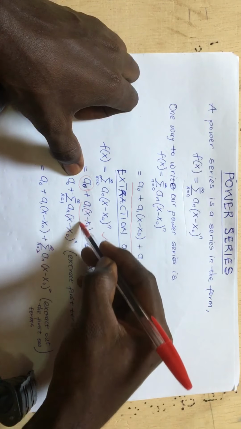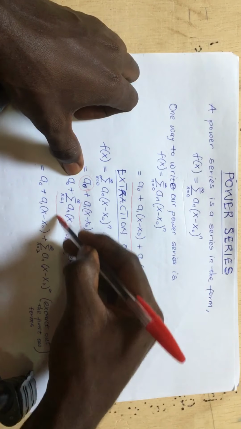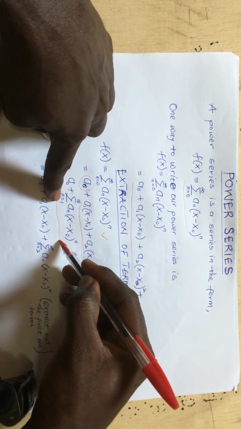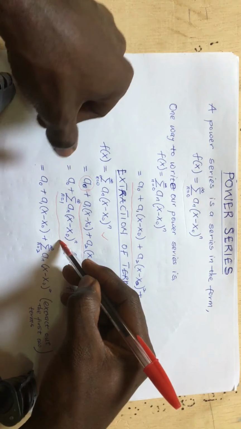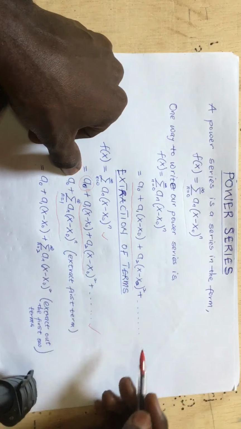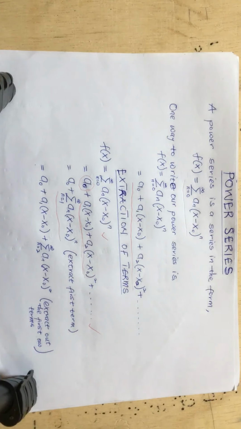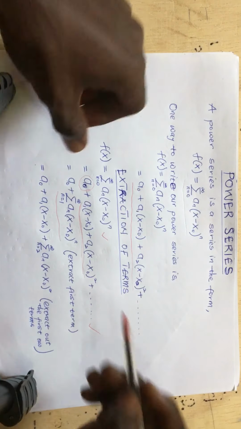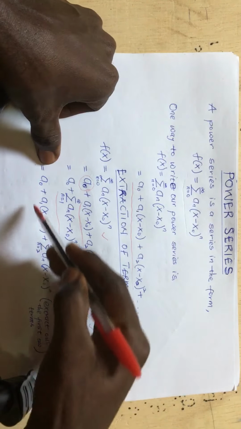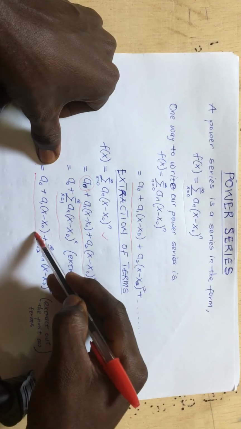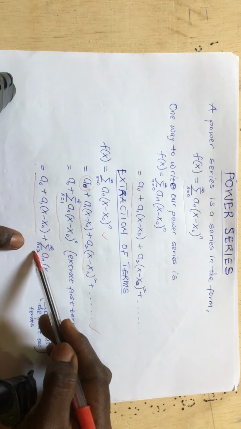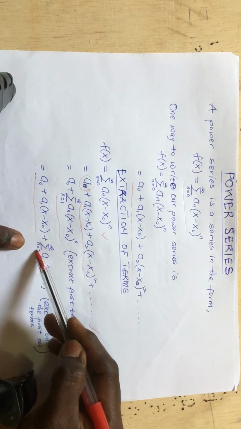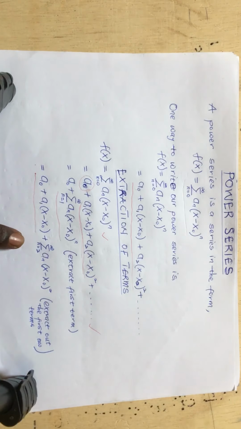That means this will now be written like this, and our index will start from 1 to infinity. That means we extracted the first term from the series. We can extract the first two terms too. It's the same thing: we take the first and second term out of the series, so our index will now start from 2 to infinity.